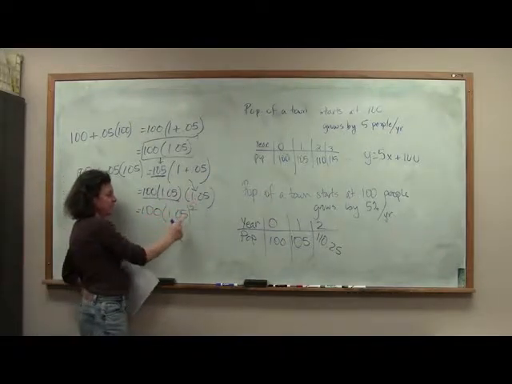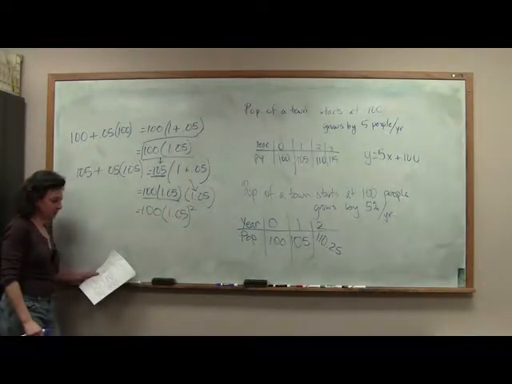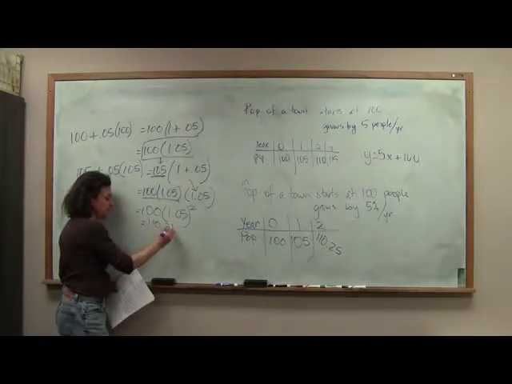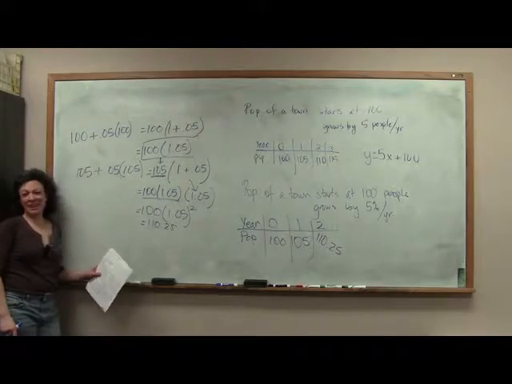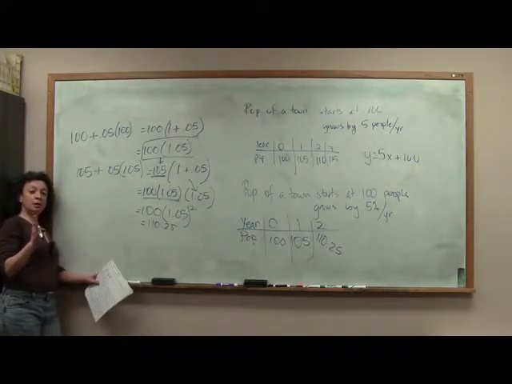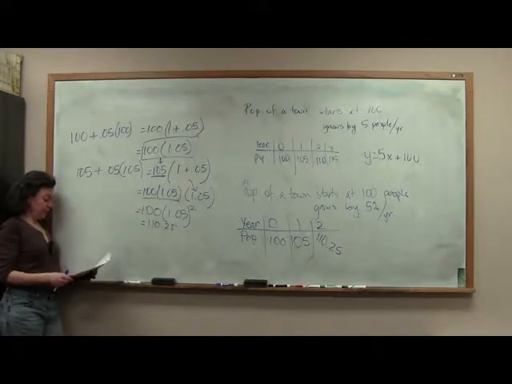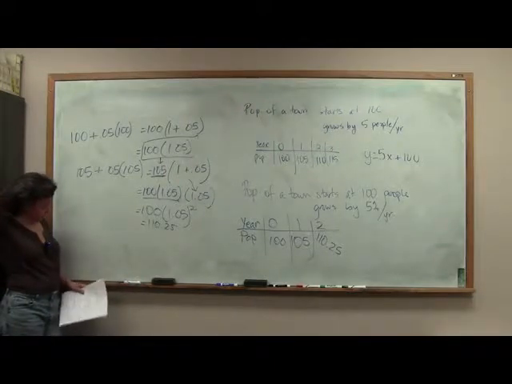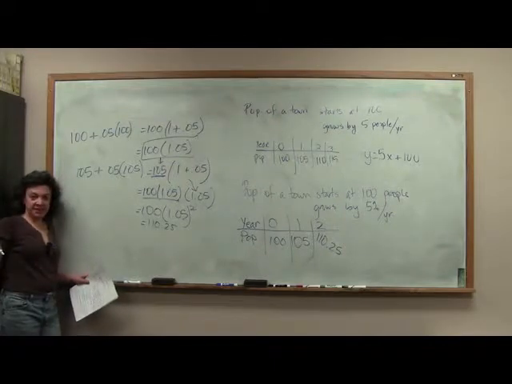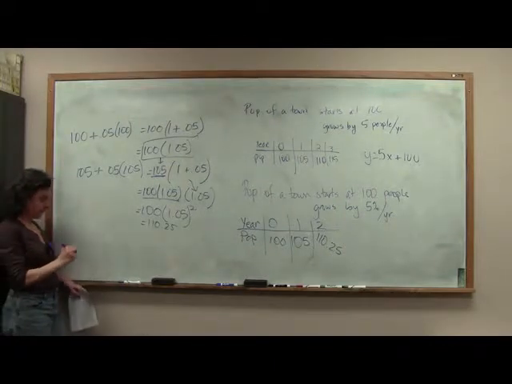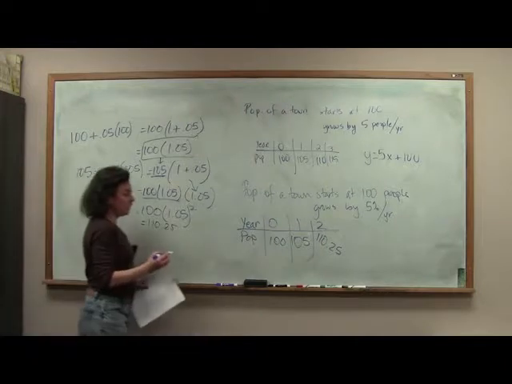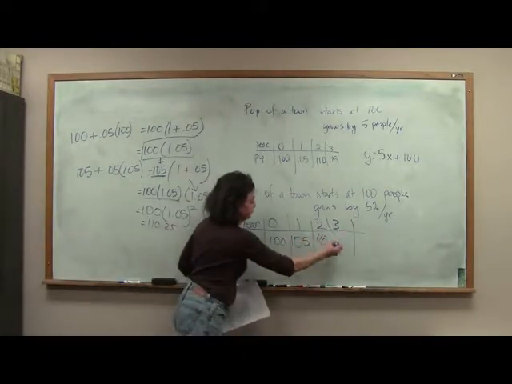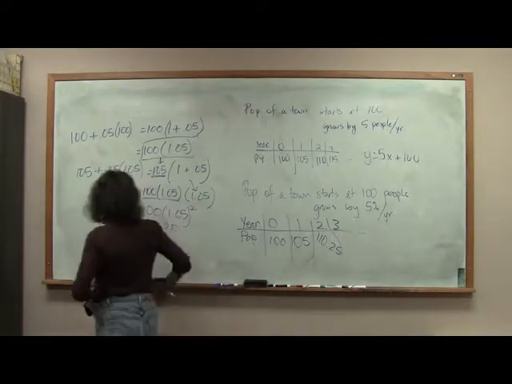Right? 1.05 times 1.05 is 1.05 squared. Now, yes, that's equal to 110.25. I don't really care about that. Let's do one more, and then I'll show you how we can deduce what our formula is. Again, I know I'm doing this strangely, just bear with me. Okay? So, now if I want to know my population at the end of the third year, well, what would I do?